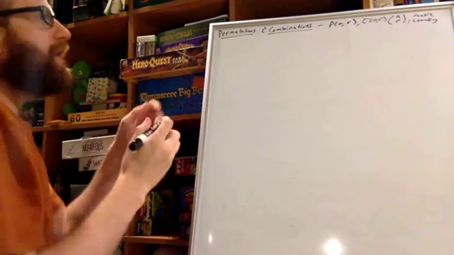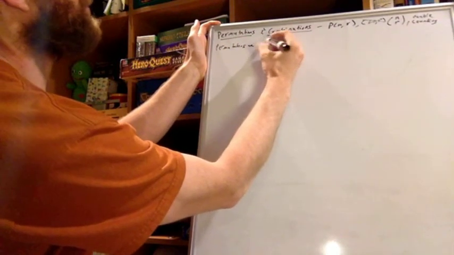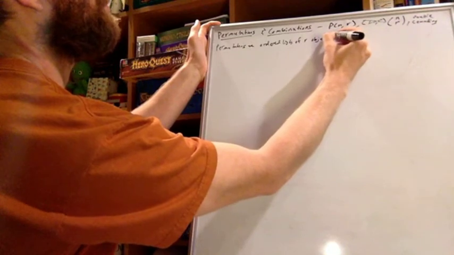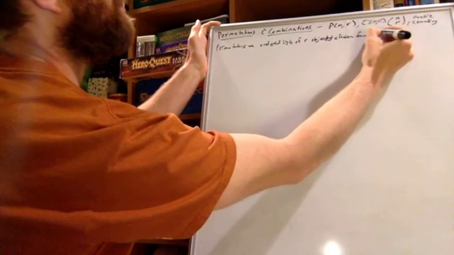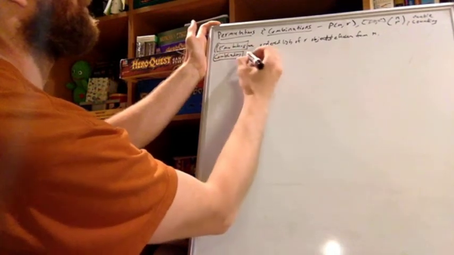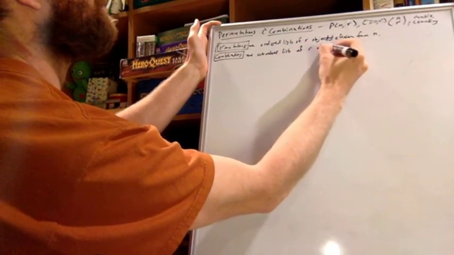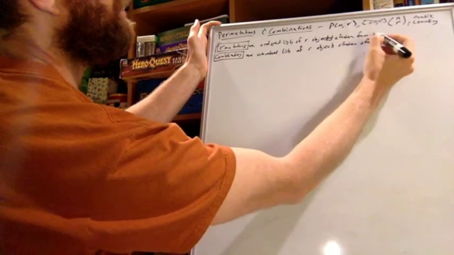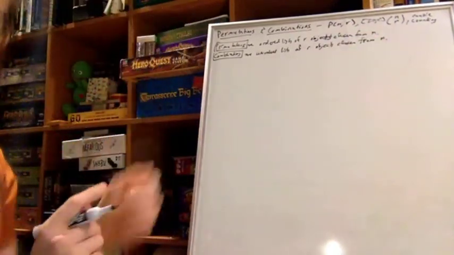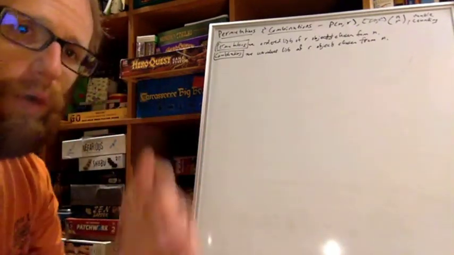So, what is a permutation? Permutations are ordered lists of R objects chosen from N. Combinations are unordered lists of R objects chosen from N. So a permutation is going to be something like a list of things where the order matters.